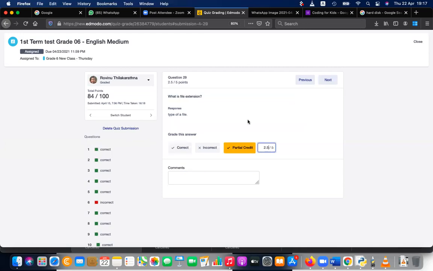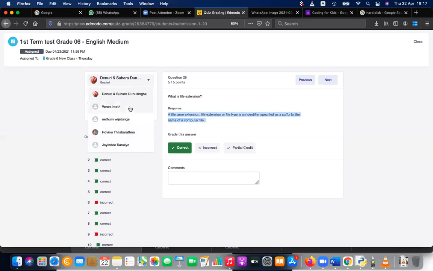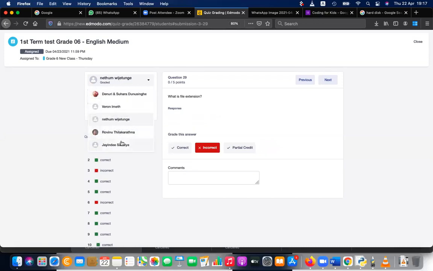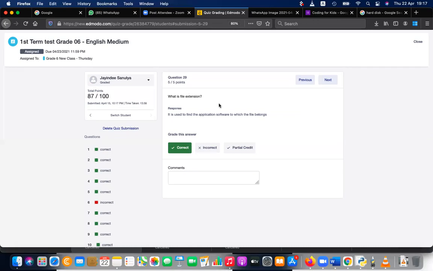Okay, the next one. So what is a file extension? That is not the type of file, Rovinu. Let's see what is file name extension. That is correct. Yes, it's used to identify the file. So you can give 3 marks. Okay. Netun, no response for that. Join the file extension is used to find the application. That is correct.